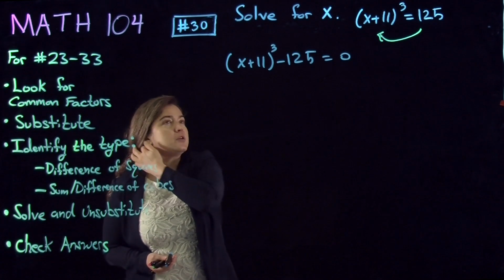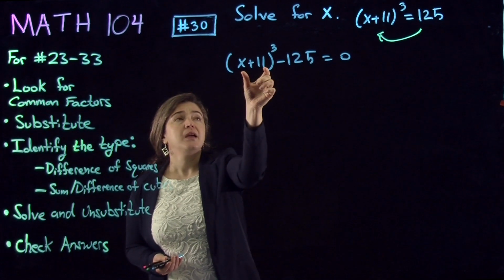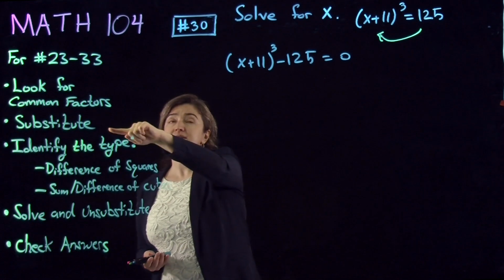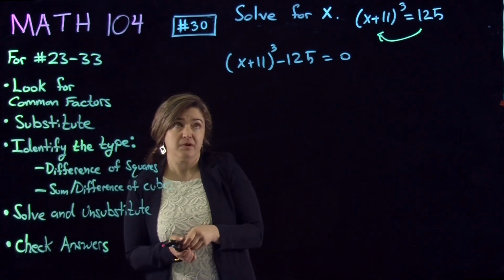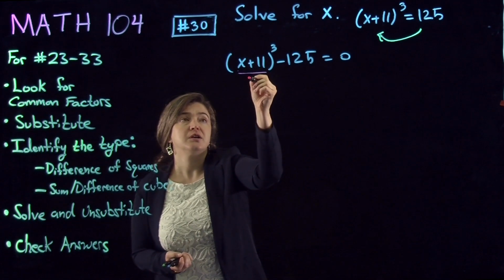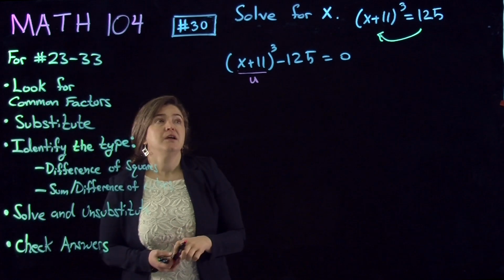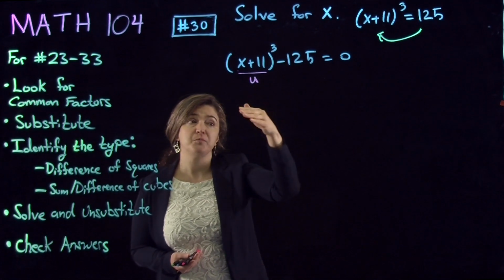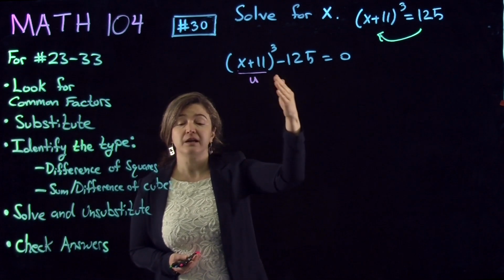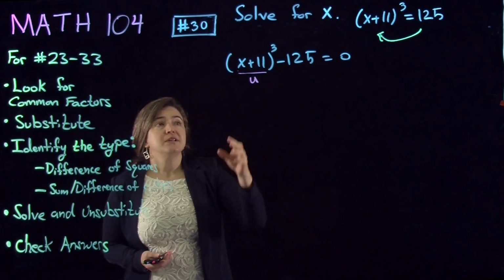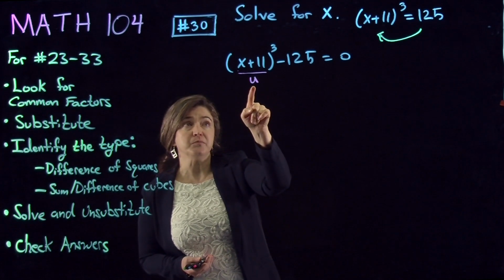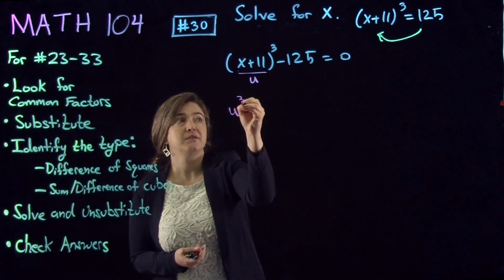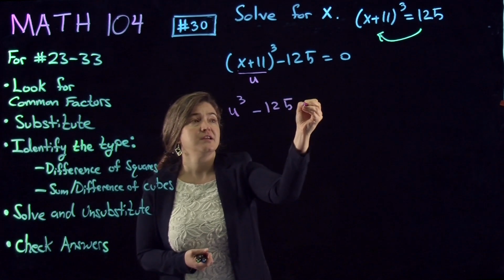Now at this point, I see that I have x plus 11 to the power 3. This reminds me of substitution. We can substitute x plus 11 by u, because then I don't have to actually raise x plus 11 to the power 3, which would be foiling it over and over and over again. That makes my life a little bit easier. Substitute u for x plus 11 and we get u^3 - 125 = 0.